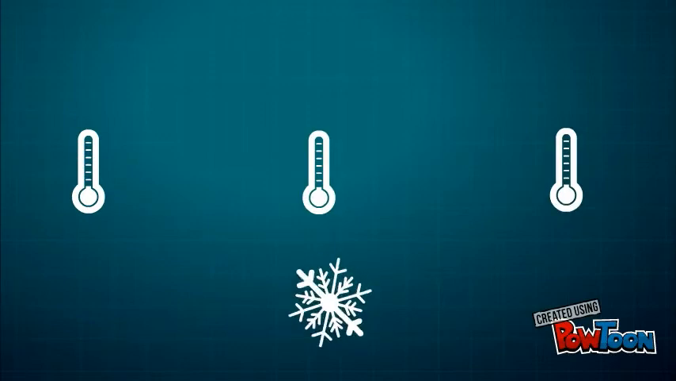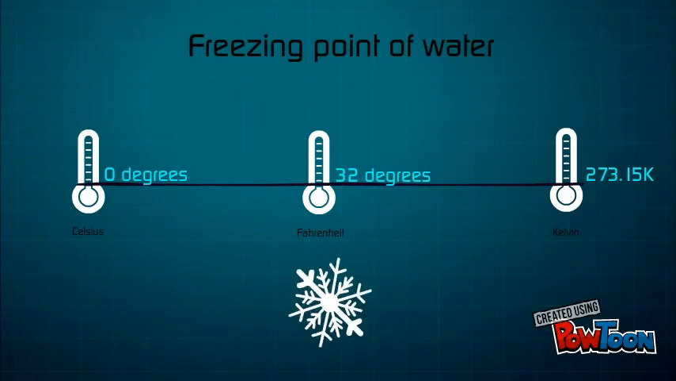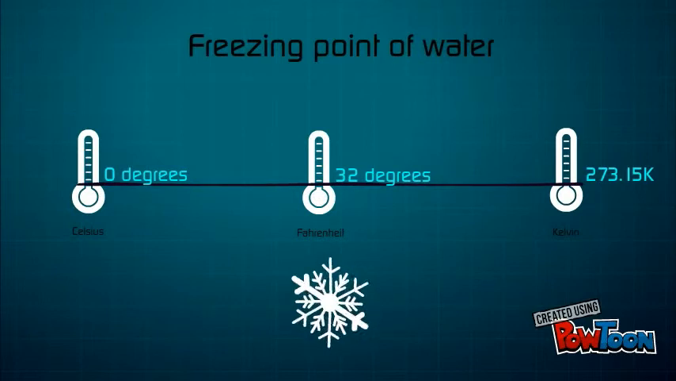If we were to get one measurement from each of these types of thermometers at the freezing point of water, the kinetic energy of the freezing point would be exactly the same. The thermometers would read 0 degrees Celsius, 32 degrees Fahrenheit, and 273.15 Kelvin.